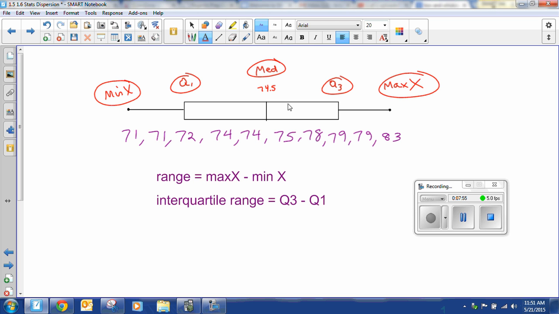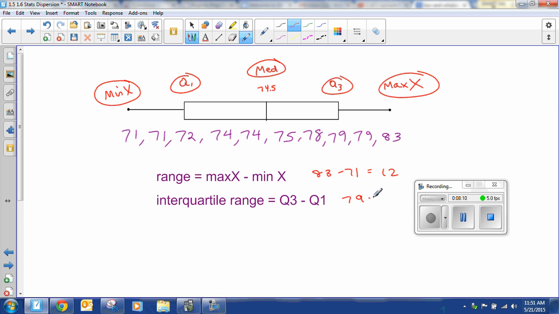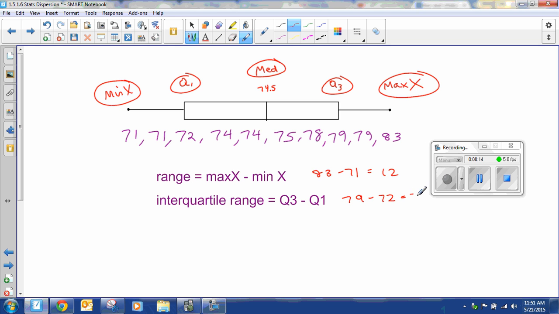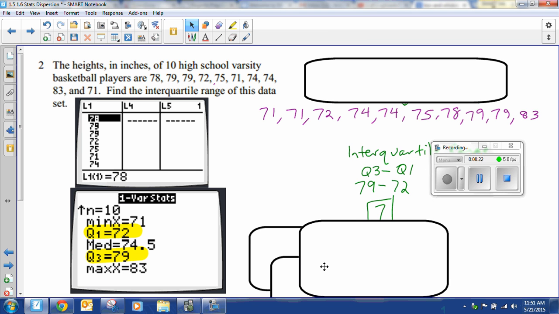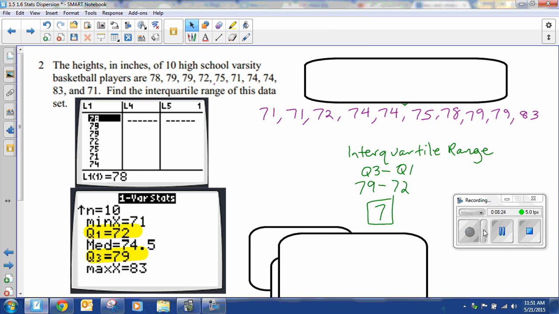So, simple arithmetic. This would be 83 minus 71. So that's 12. The range is 12, but the interquartile range is 79 minus 72, which is 7. And the nice thing is that the calculator gives this all to you. 79 minus 72 is 7.